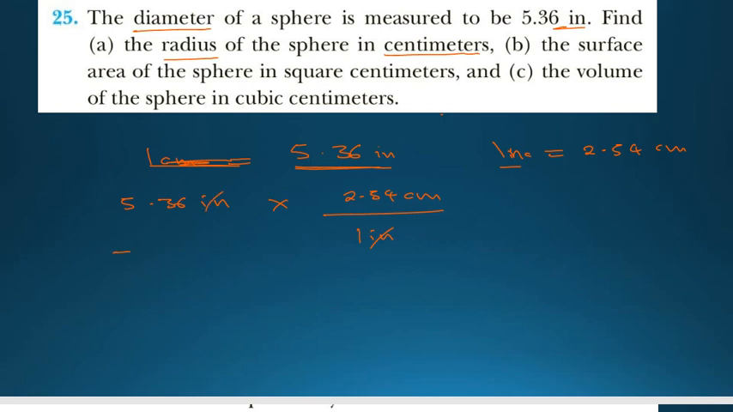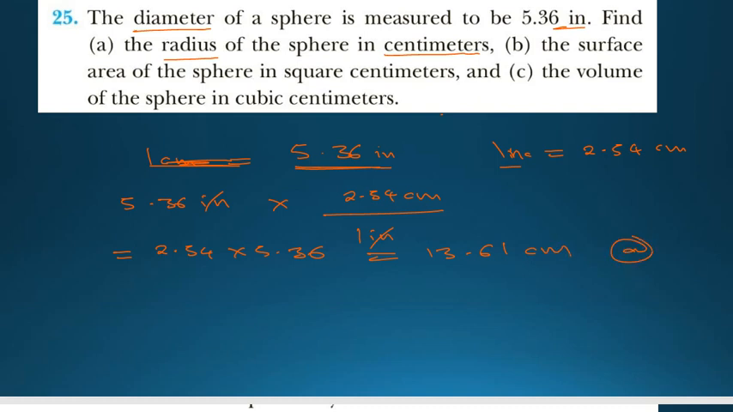We are going to remain with our answer being 2.54 times 5.36, which, when you multiply that, you are going to have 13.61 centimeters. So this is our question A.